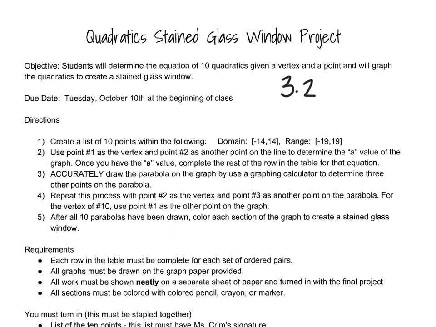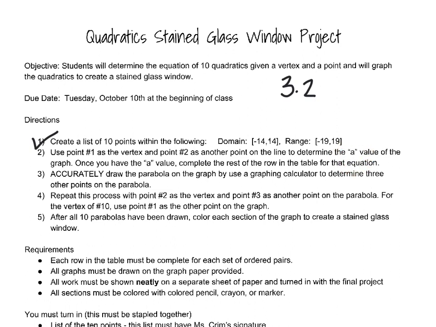So the first step is you need to create a list of 10 points with the following information. Based on our domain and range, we have already done this. This is what you did in class yesterday. Now what you're going to do, and I'm going to explain it in detail in a minute, is use point number 1 as a vertex and point number 2 as another point on the parabola to determine the A value, which is what we've been learning how to do.